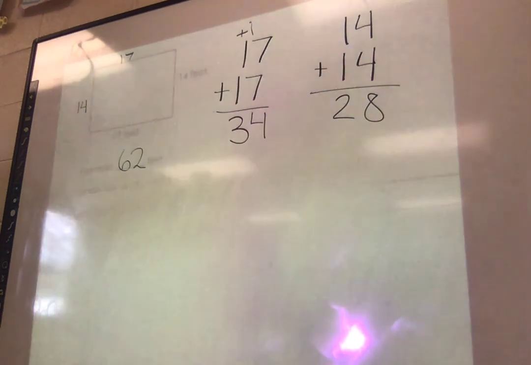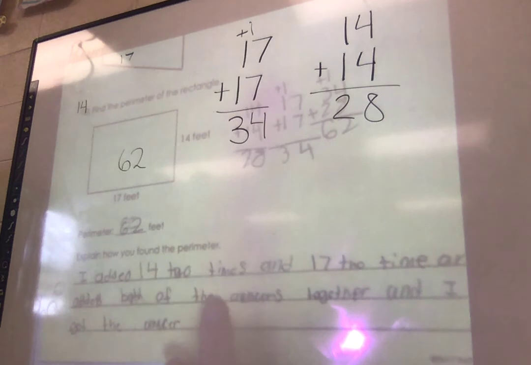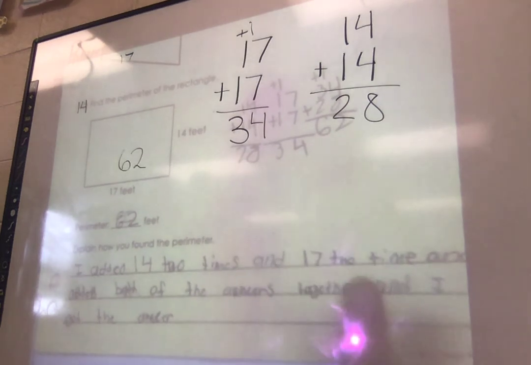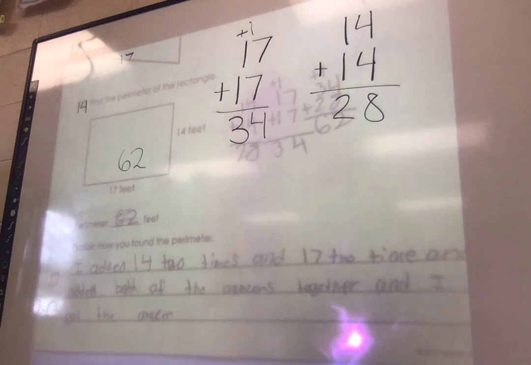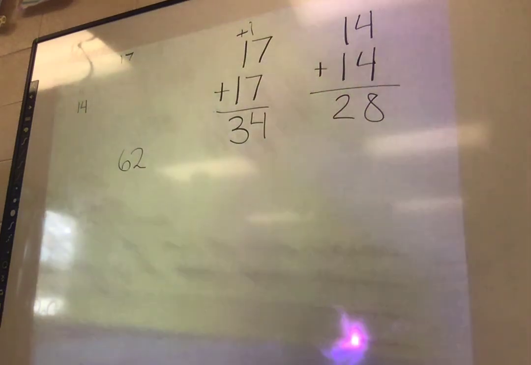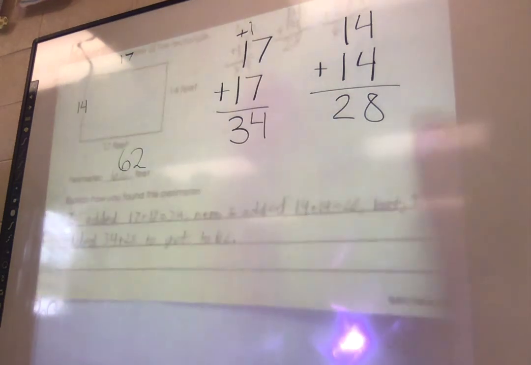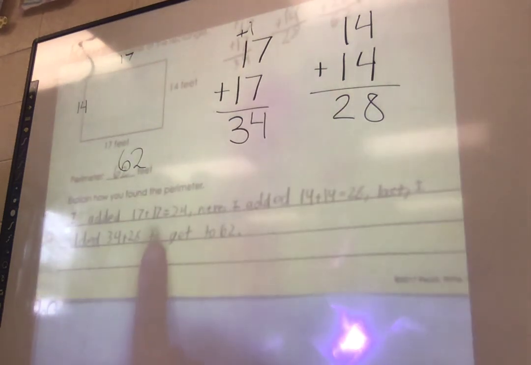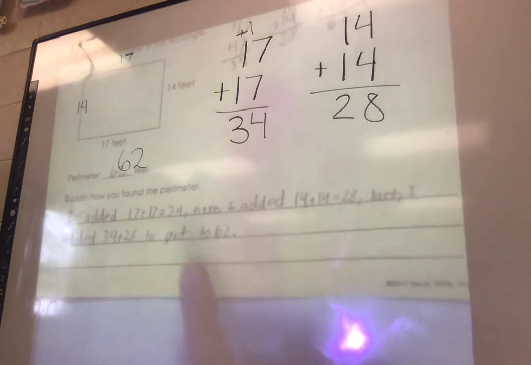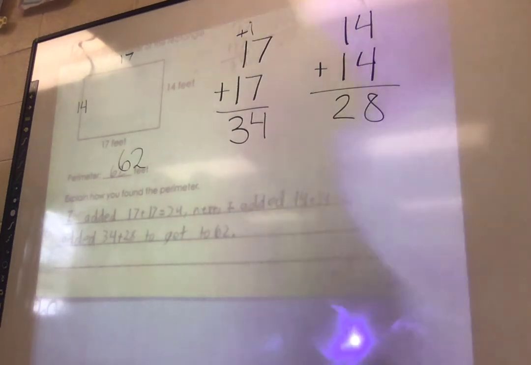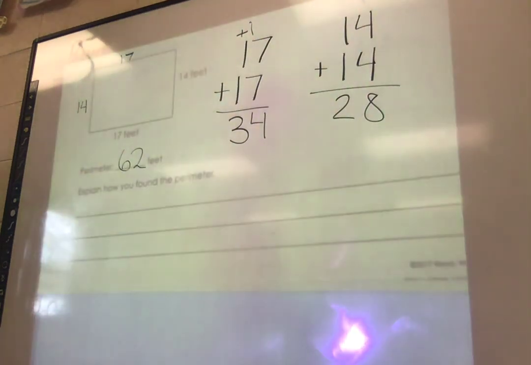This one is Ariel's. Ariel says, I added 14 2 times and 17 2 times and added both of the answers together and got my answer. Good. This one's Miss Christina. Christina said, I added 17 plus 17 equals 34. Next, I added 14 plus 14 equals 28. Last, I added 34 plus 28 to get 62. I loved how she used those steps like first, next, then. That makes it easier to read as a mathematician.